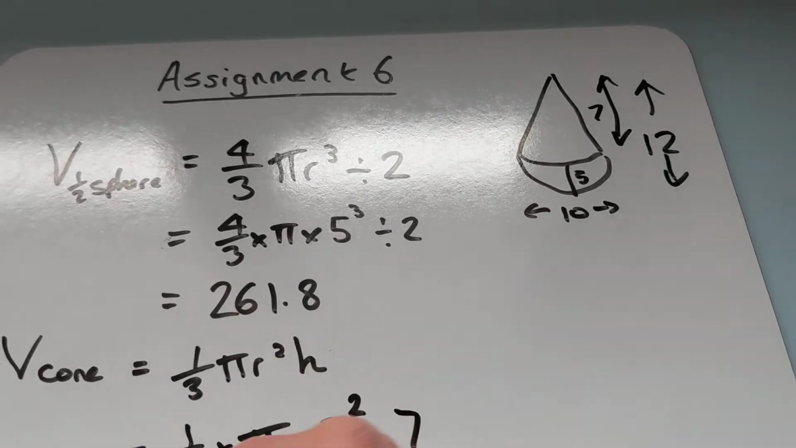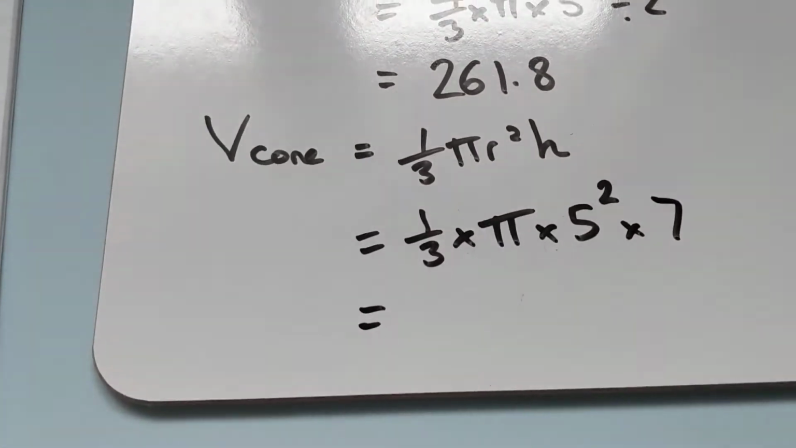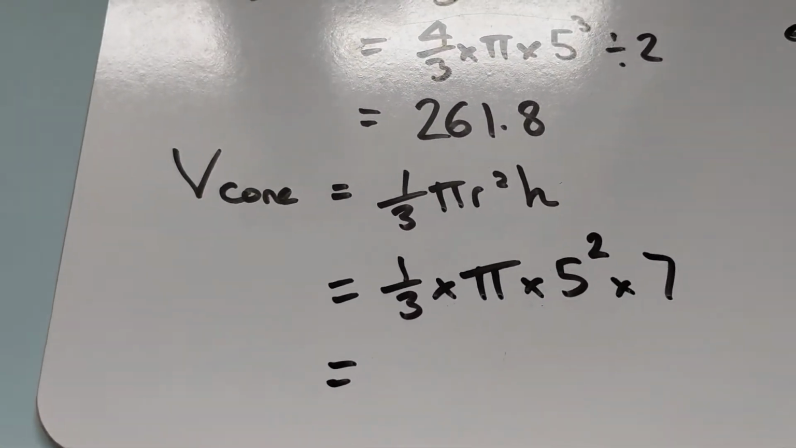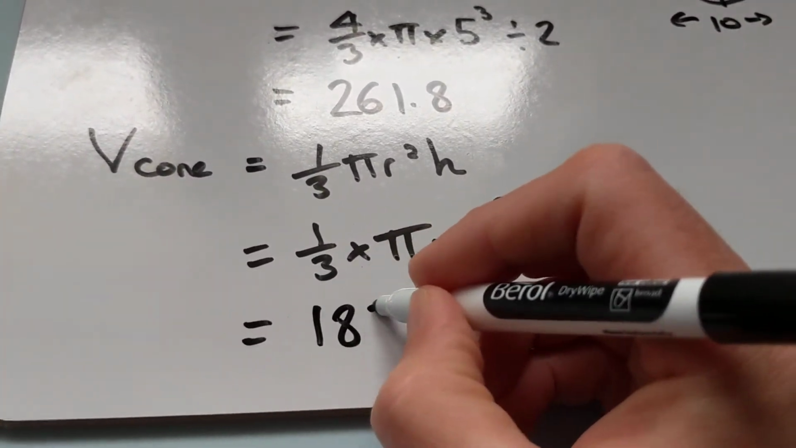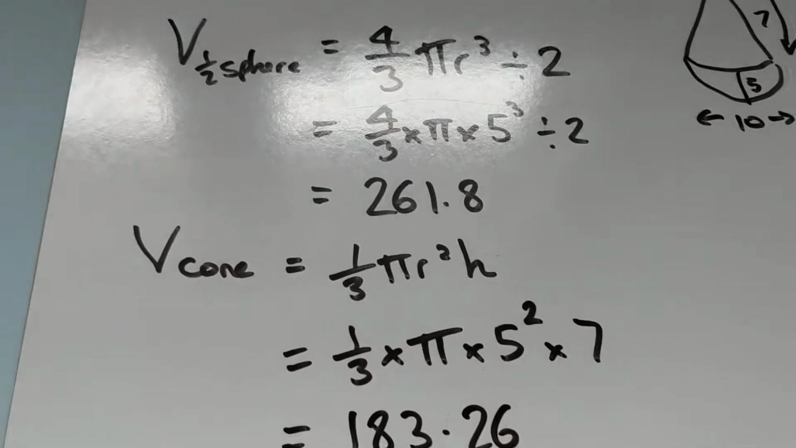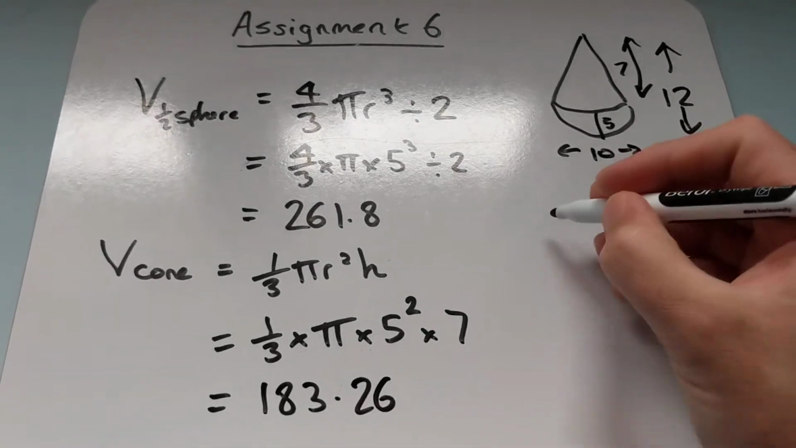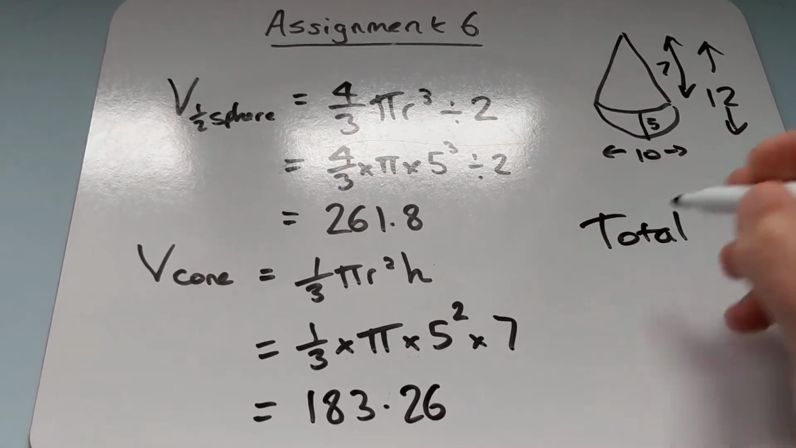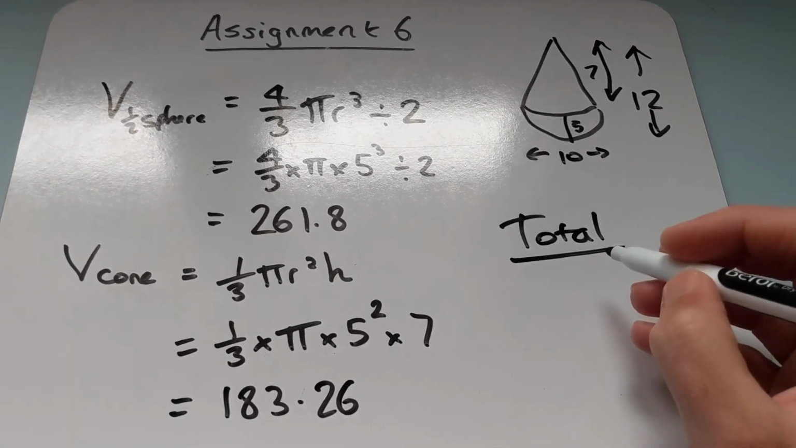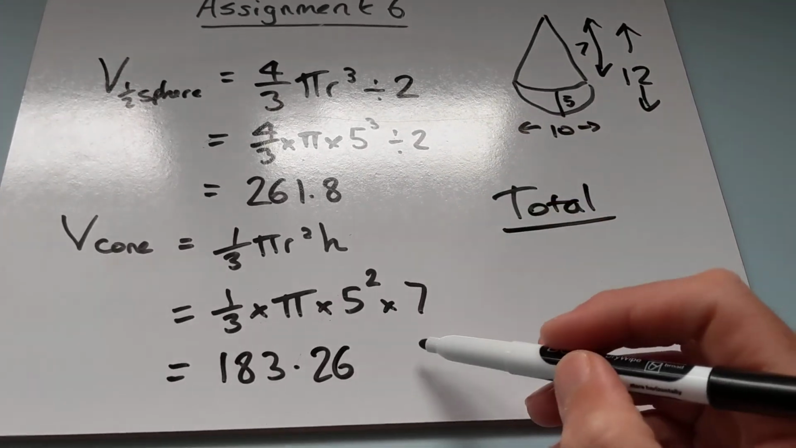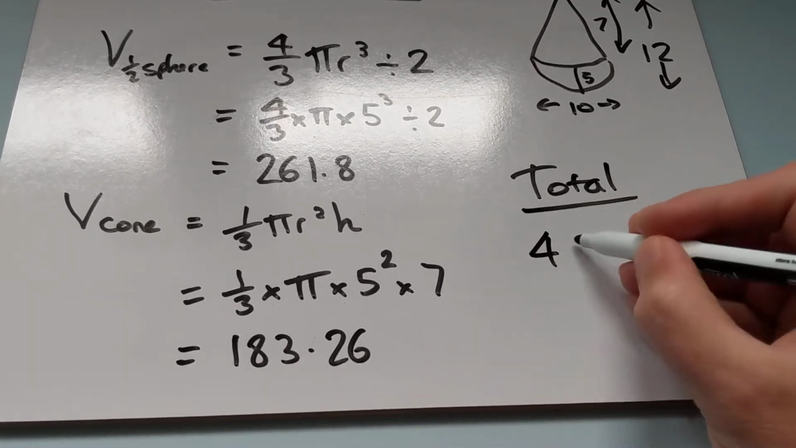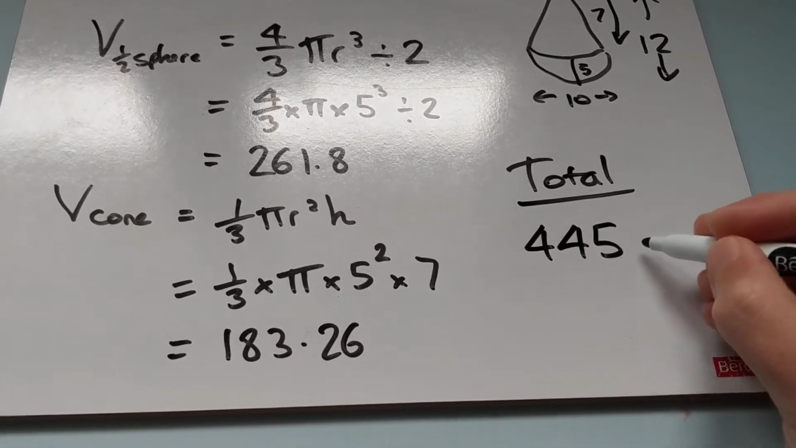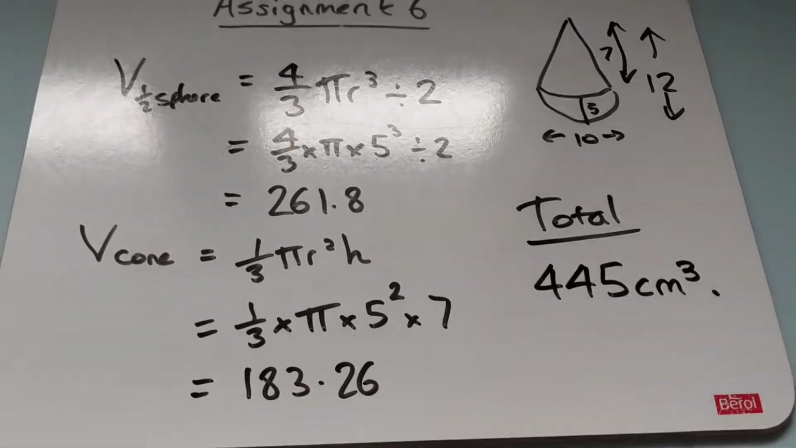So that's your height. If you calculate that carefully using your calculator, the answer you should get is 183.26 roughly. So to get your total, you're just adding your two volumes together. So 261.8 plus 183.26 gives you a total of about 445, and get your units in centimetres cubed.